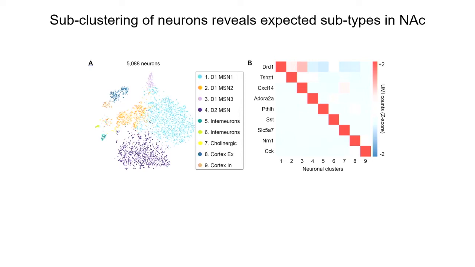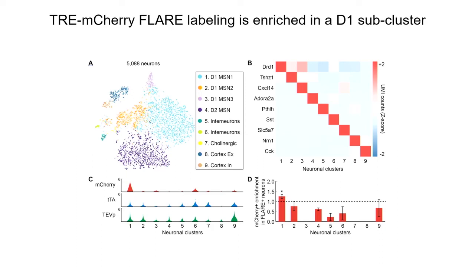So if we plot the FLARE components now, just across these 9 cell clusters, what I found was that just this first cluster seemed to be upregulated in this TRE-mCherry activation. And so if we calculate an enrichment score of mCherry positive cells in FLARE positive neurons, again, it's significantly enriched in this particular D1 MSN subtype. And this was really remarkable to me because when we do the clustering analysis, we omit these genes. So the clustering is being driven entirely by just the endogenous transcriptome of these neurons. And it just happens to be that these mCherry positive labeled cells are falling into this cluster. So we were really excited about this.